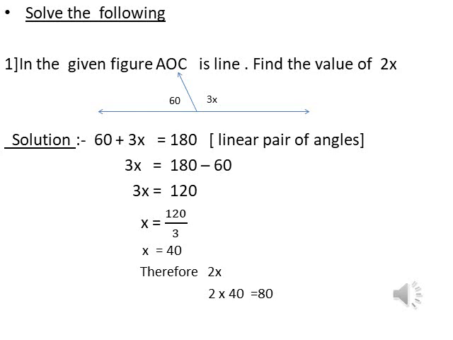We know if we add 60 plus 3x, these two angles, it is equivalent to 180 because they are in a linear pair. So 60 plus 3x is 180. So the 60 I will shift from left to the right. So 3x is 120. So divide by 3, we get x as 40. But here we want to find 2x. So therefore 2x is 2 into 40, which is equivalent to 80, or 80 degrees we can say.